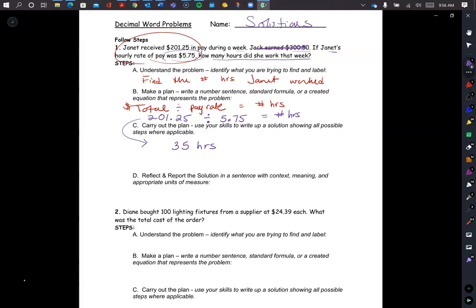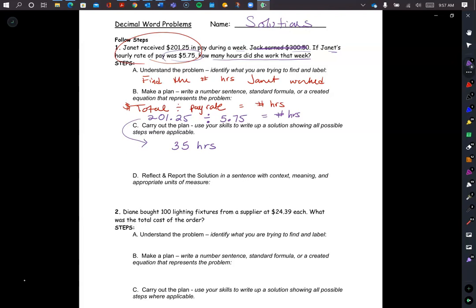So on the last part here, D, reflect and report with context, meaning, and appropriate units of measure. If you haven't watched the intro video on the Polya steps, you want to do that, or at least print them out and read through them and have them handy to help you with these pieces.